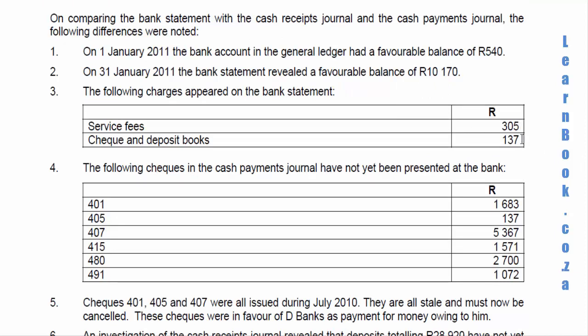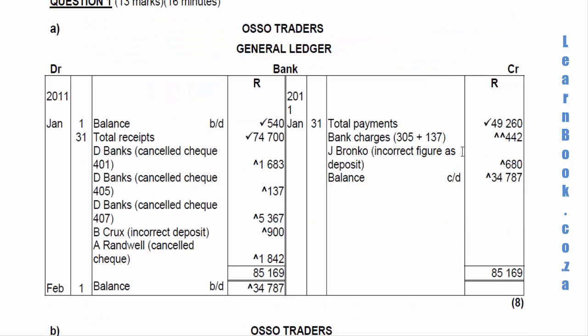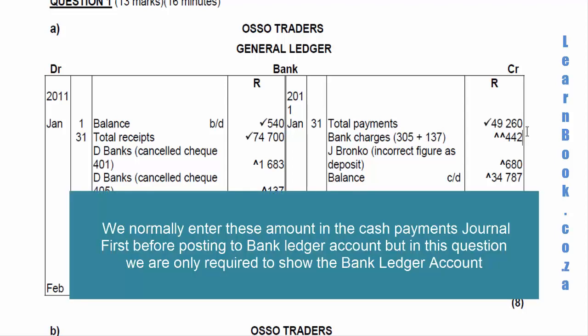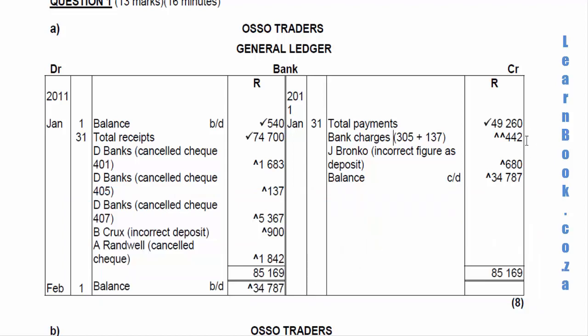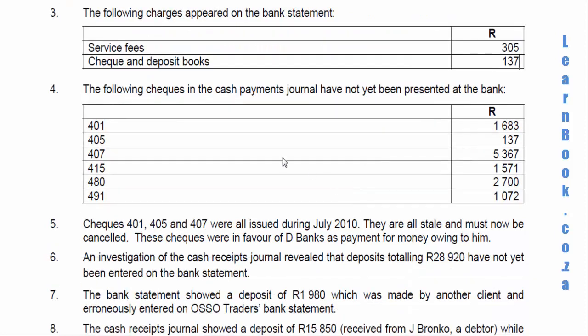These charges appeared on the bank statement, therefore they need to be updated in the bank ledger account. Here we see the charges of 350 plus 137 equals 442 belonging on the credit side, because bank charges decrease your bank ledger account, and this needs to be updated into our bank ledger account because it reflects in our bank statement. So this is how we update the bank ledger account. You can tick these 2 out as well.